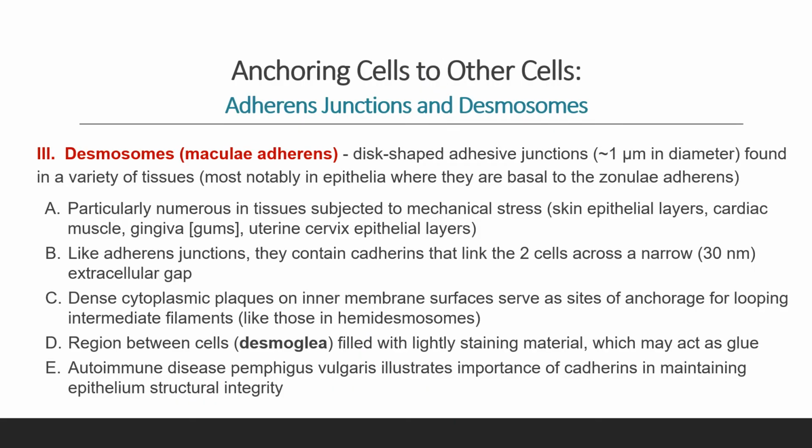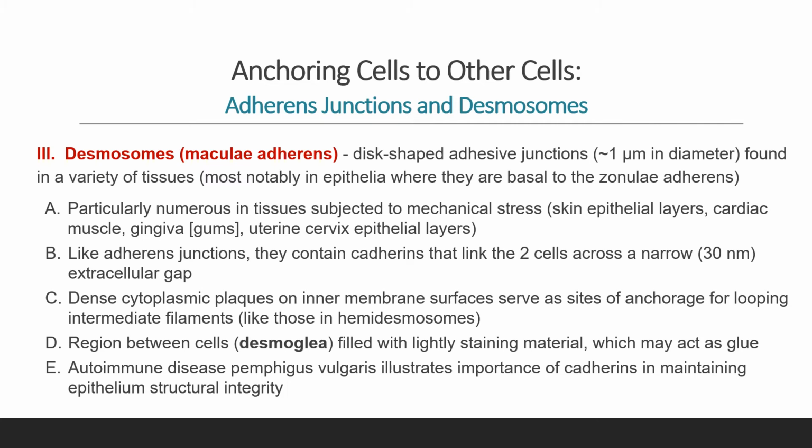So desmosomes, or what you also know as the maculae adherens, are disc-shaped adhesive junctions around 1 micrometer in diameter and are found in a variety of tissues. Again, most notably in your epithelia, where they are basal to the zonulae adherentes. They are particularly numerous in tissues subjected to mechanical stress, like your skin epithelial layers, cardiac muscle, gingiva or the gums, and the uterine cervix epithelial layers.